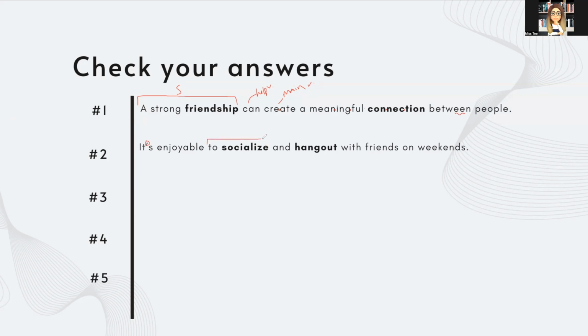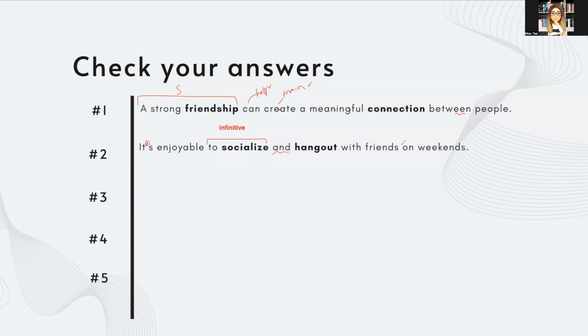To socialize here, we have an infinitive, to socialize. And actually hang out too, to hang out, we could say. So we could say it's enjoyable to socialize and to hang out with friends. However, in English, we're very lazy and we don't want to say to twice. So this is technically like an infinitive as well, because this to carries over, to socialize and hang out. And it's glued together and following the same rules by this conjunction here.